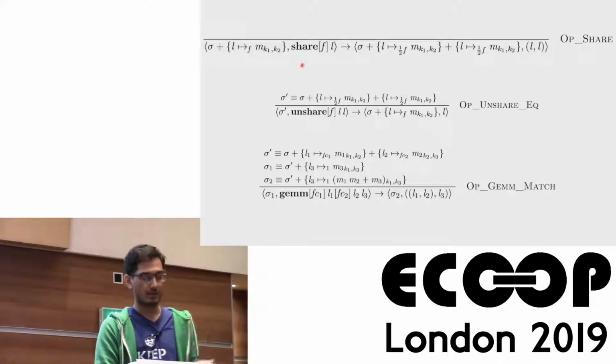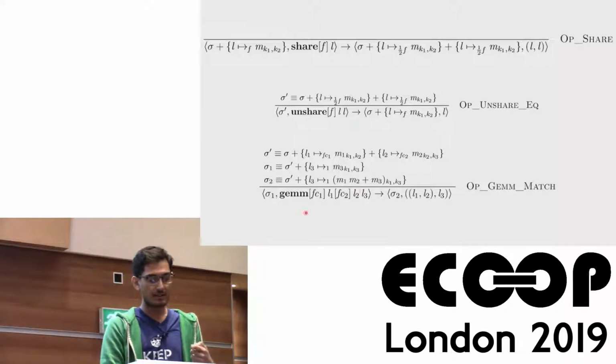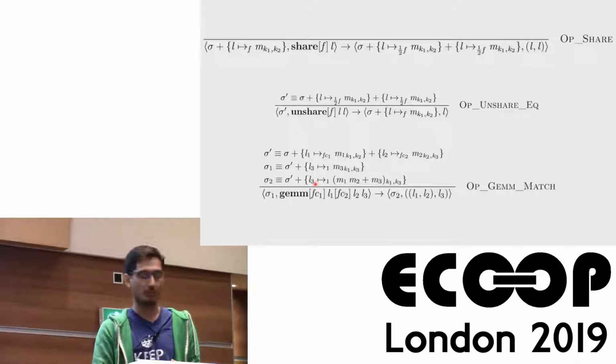Once you have a share, you can half that permission and get 2 aliases, and similarly for unshare. And this is the gem, which requires that locations 1 and 2 can have arbitrary fractional permissions, but location 3 must be owned with a whole permission.